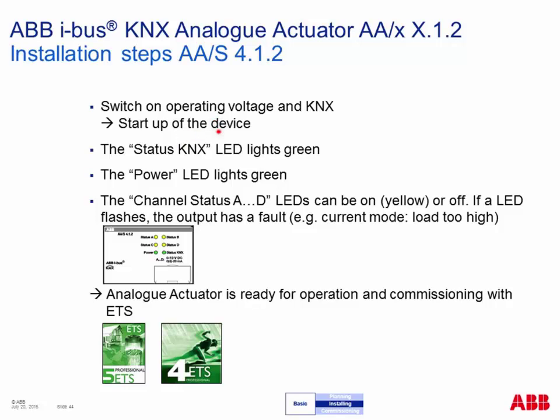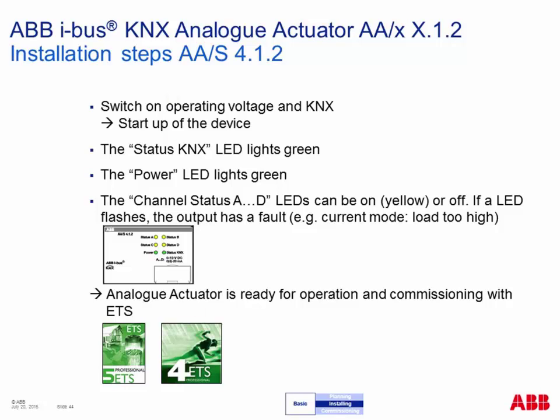The actuator now starts up. After some seconds, the KNX bus cable unit works. You see the green status LED goes on, and the power LED is green. And the status of the outputs can be on or off. It depends on our output signals. The next step is to start the ETS and to do commissioning with the ETS.